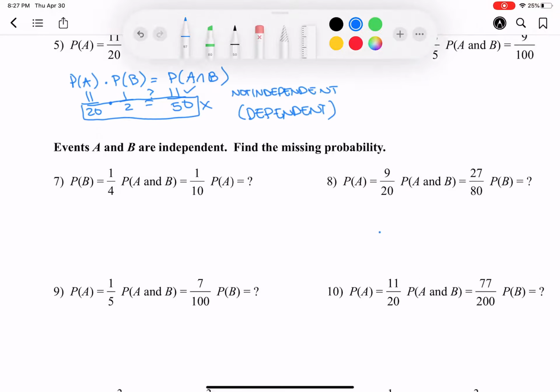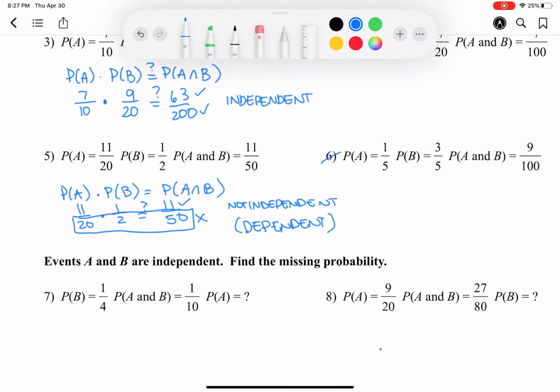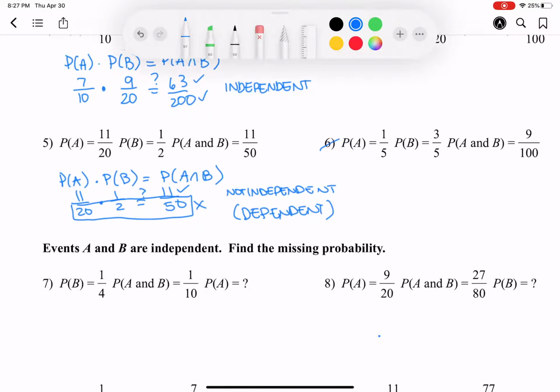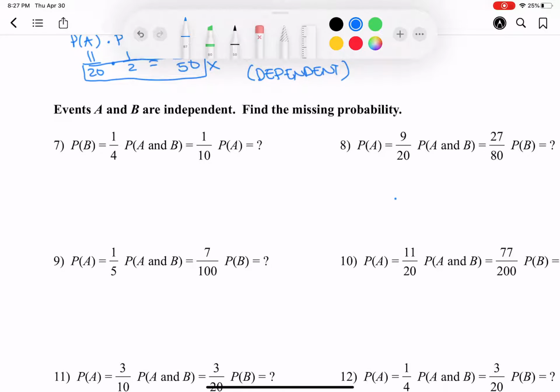Okay, so now we're going to go here, and now that we know we have to multiply to get the probability of A and B, now we're going to find the missing probability. So we're going to do the same thing. This is saying that the events are independent, so you are going to be using this because this is what it means to be independent.